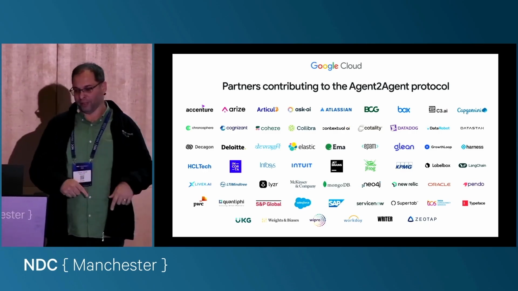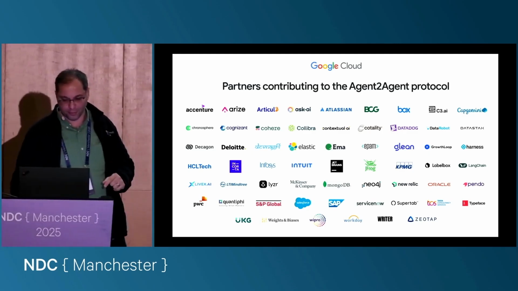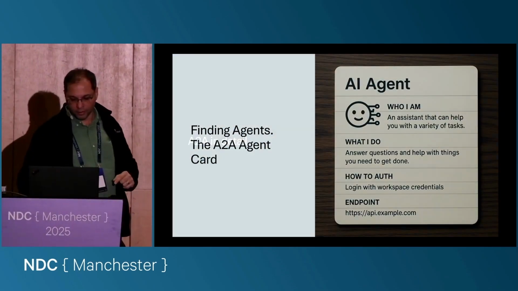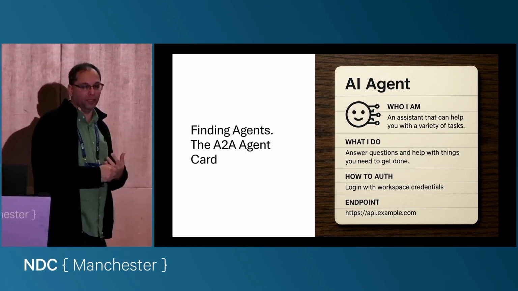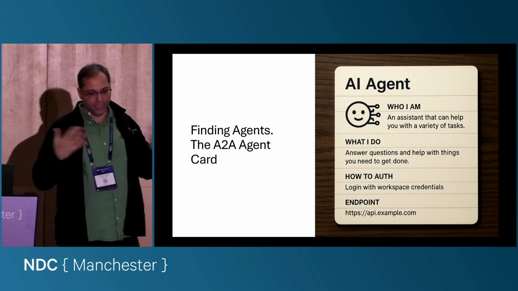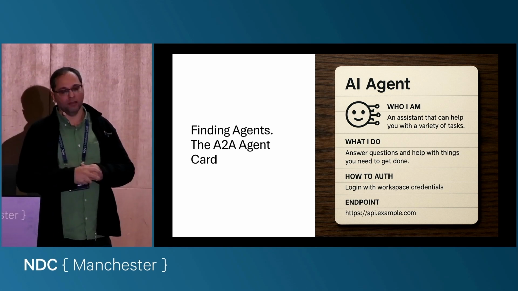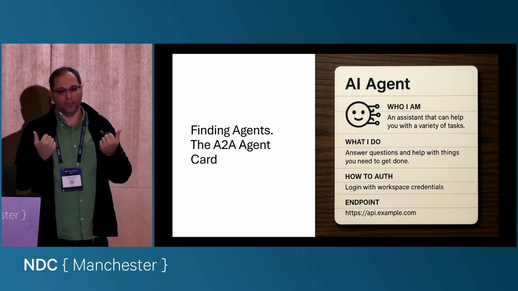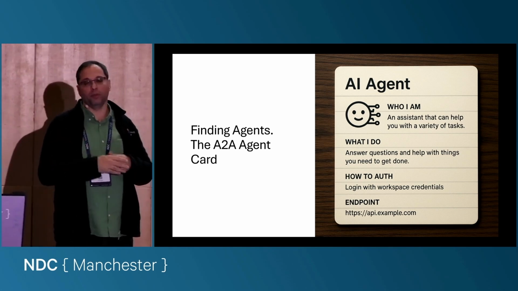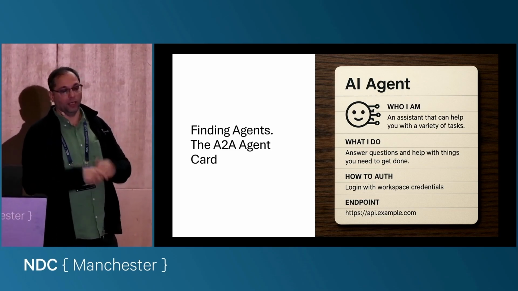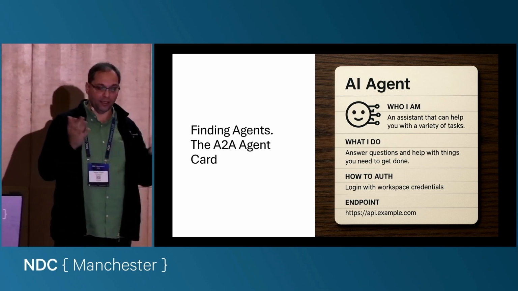And the last protocol that I'm going to be talking about is going to be related to it too, the ACP. So let's jump into the A2A agent details. So an agent, what does an agent have? An agent has a card. So a card tells who I am, what kind of agent I am, an assistant who could help you with a variety of tasks. What do I do? What kind of things can I do? I could answer questions with things that you need to get done.